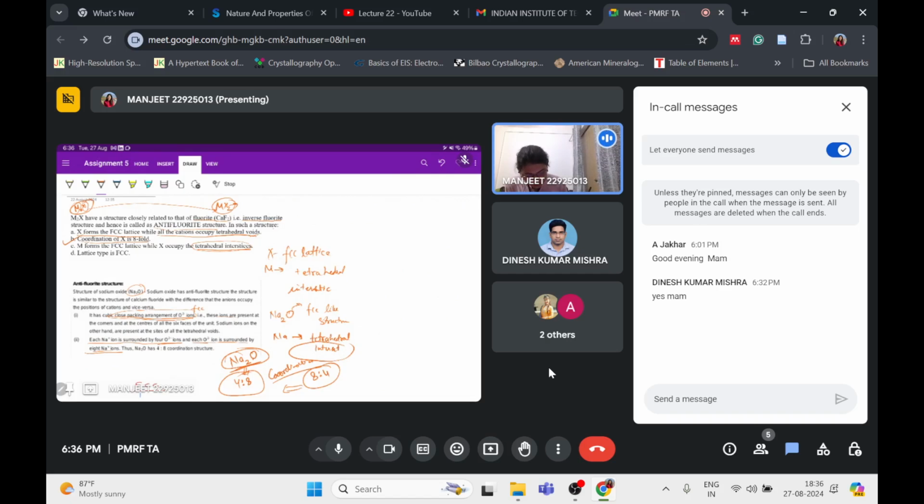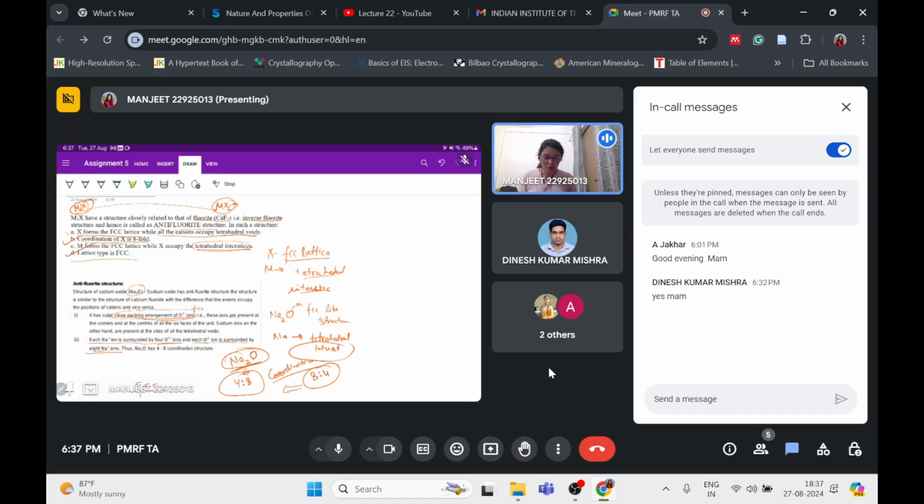In the next option, this is M2X. No, X will form the FCC lattice, and M will occupy the octahedral interstices. This will be the interstices, not the voids. And the third, D part, is that the lattice type is FCC. Yes, the lattice type is FCC.